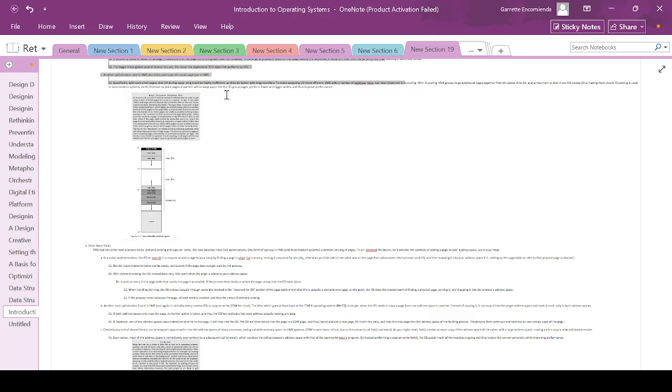To make swapping I/O more efficient, VMS adds a number of optimizations, but the most important is clustering. With clustering, VMS groups large batches of pages together from the global dirty list and writes them to disk. It builds on top of the optimization we've done with the segmented FIFO replacement policy, which is the dirty list. So we use that global dirty list and write them to disk in one fell swoop, thus making them clean.